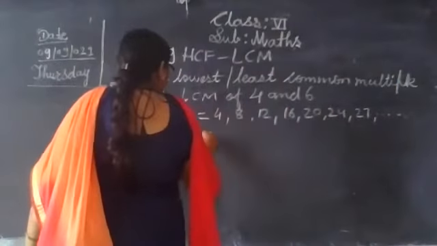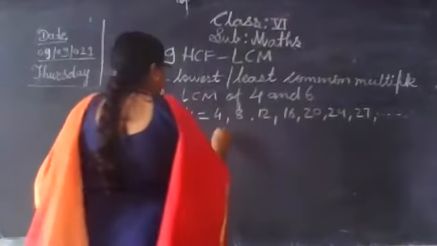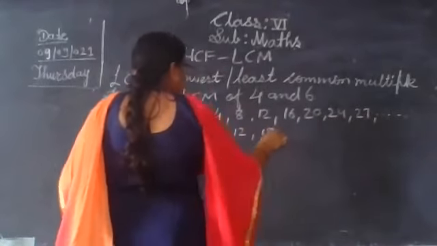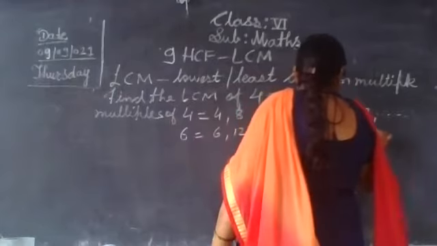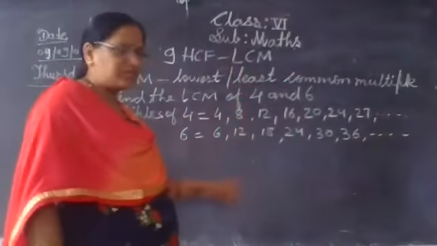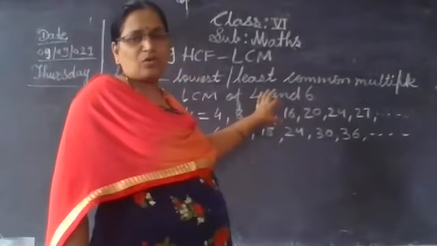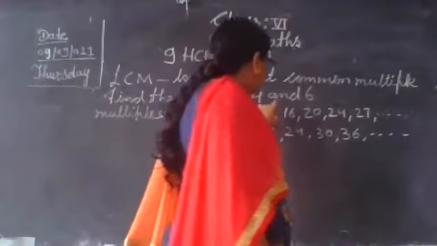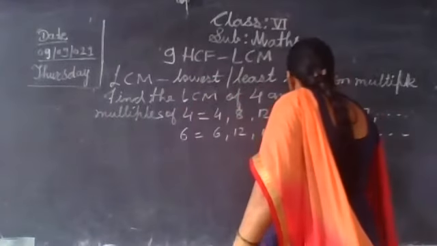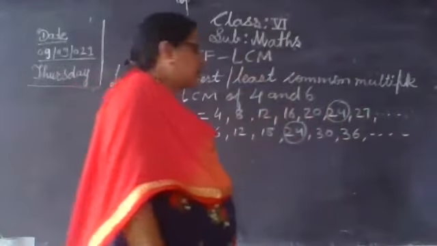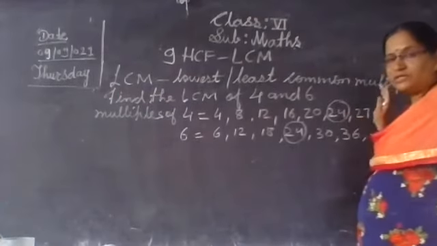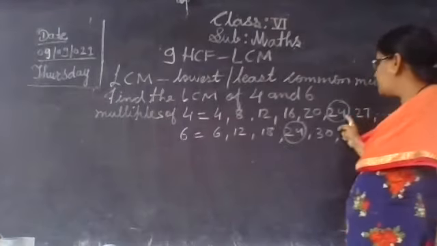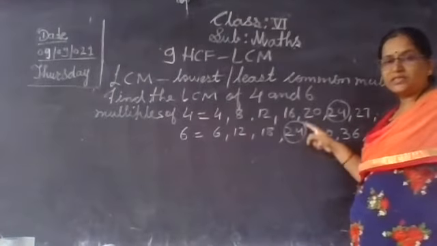Now the multiples of 6. 6 into 1, 6, 6 into 2. Which is the smallest common multiple? Yes, so it is the smallest common multiple. Okay, they may have many more common multiples, and many more multiples are also possible that would be common. But here you have to find the least, smallest, lowest.